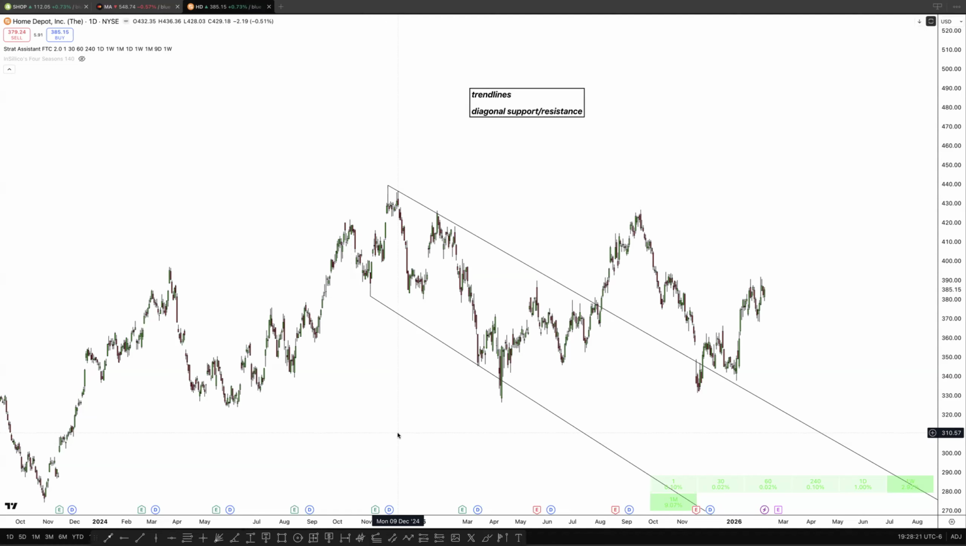So you always want to know the trend of the market. Are we in an uptrend? Are we in a downtrend? Are we sideways? There's only two types of trend. You're either in an uptrend or you're in a downtrend. If you're sideways, you're just stuck in a range. And two trend lines can make a channel.